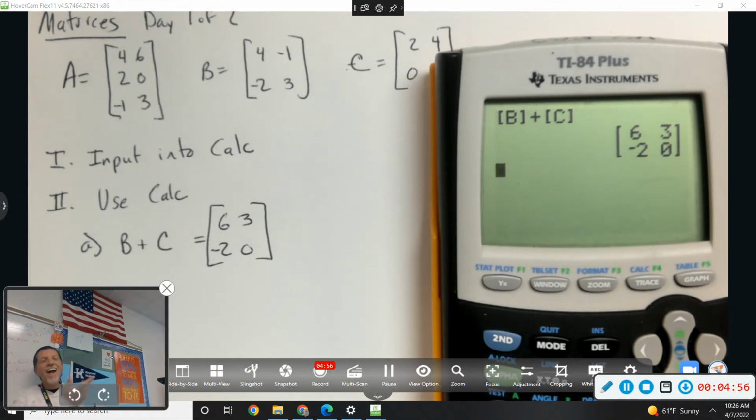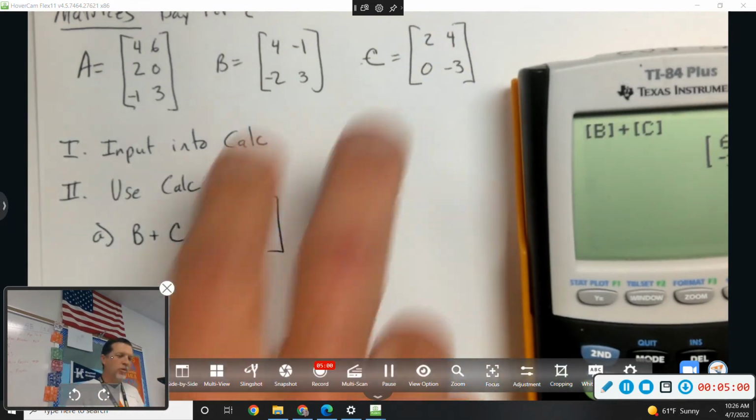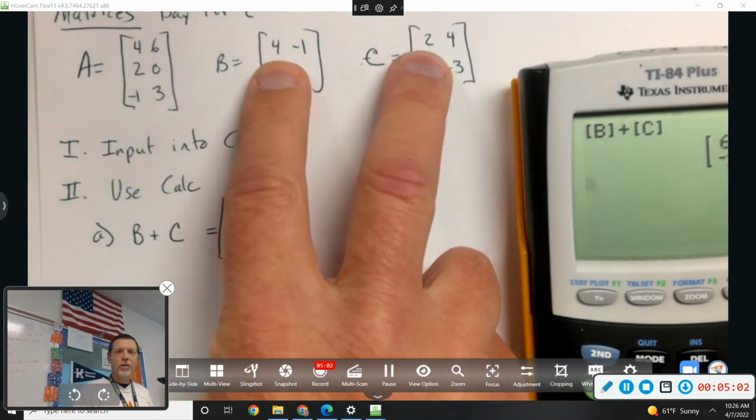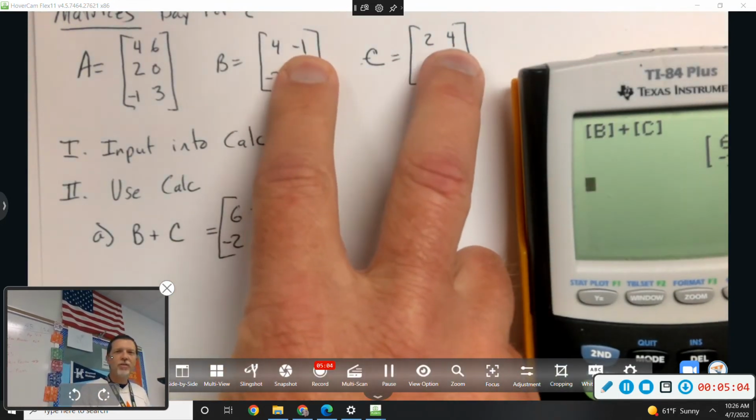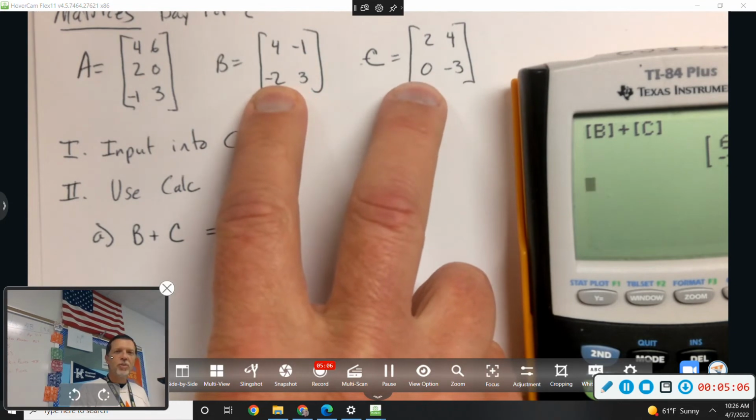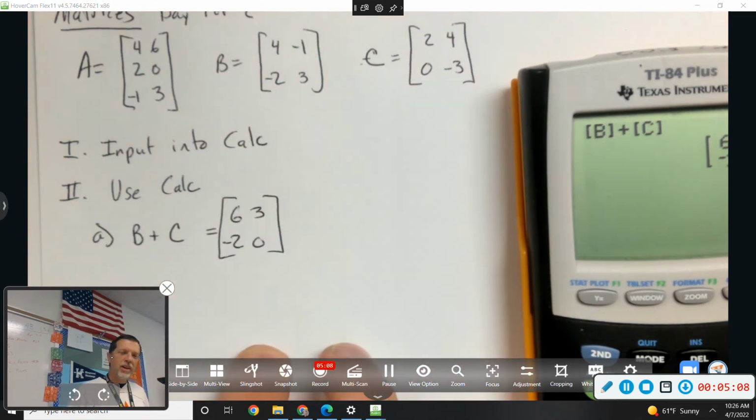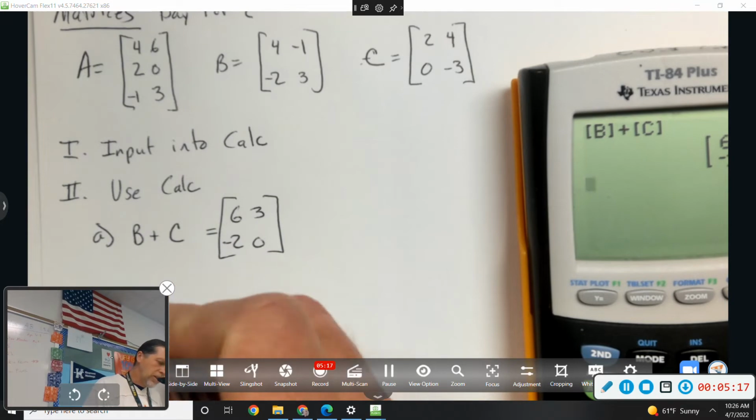So adding them, it probably is easier to just add them on your own, because adding them, you just add the spots. 4 plus 2 is 6. Negative 1 plus 4 is 3. Negative 2 plus 0, 3 plus 3. Yeah, you just add by position. Multiplying doesn't work that way though, so it is easier to use the calculator for multiplying.